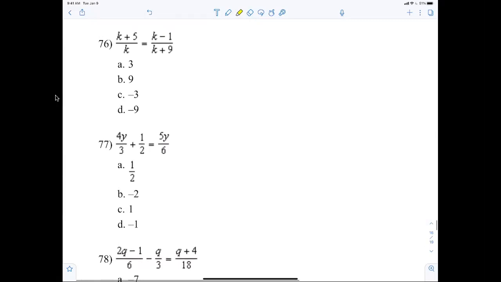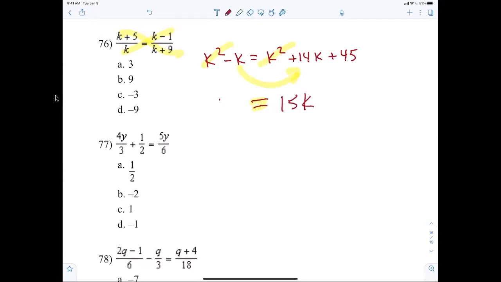All right, here we go. Again, we just do what with this proportion? Cross multiply. k squared minus k equals k squared plus 14k. It doesn't matter where you start. Now, what's nice about this one? The k squareds cancel. So it looks to me like move that over. So we have 15k equals -45.